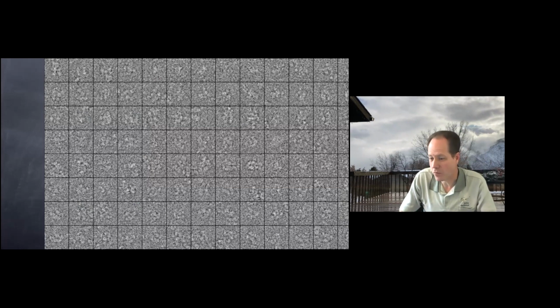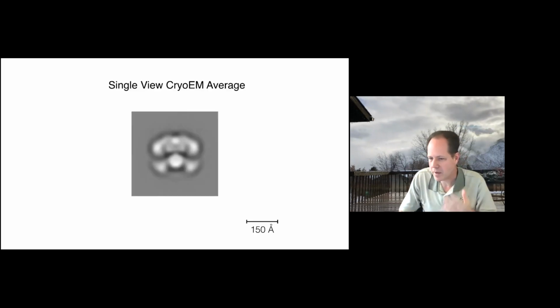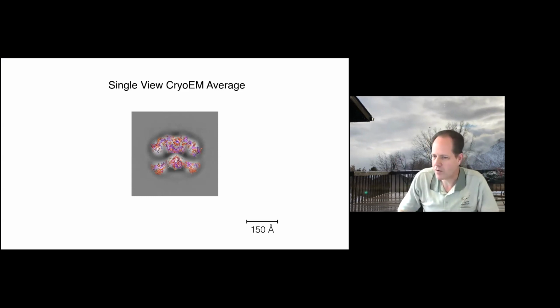These were collected before the resolution revolution that occurred with the new direct detectors. So you can see they're very noisy particles. Nonetheless, we can make a nice average top view of this particle. We can overlay that with a low resolution crystal structure that exists. You can see that we've got a reasonable match.